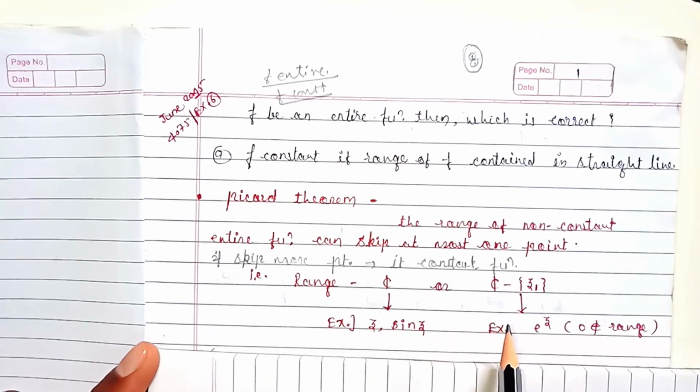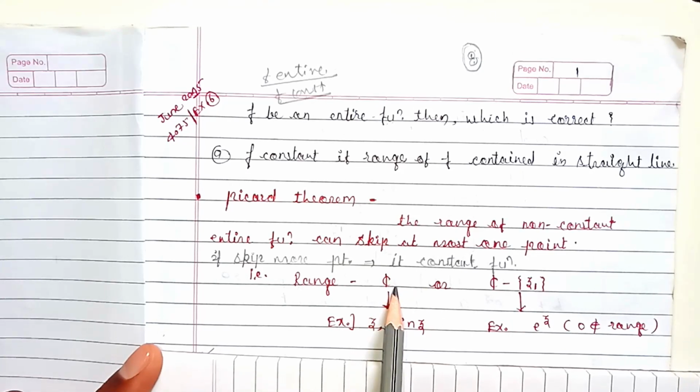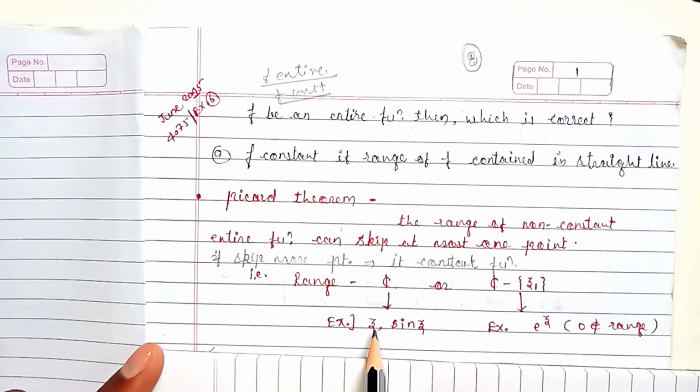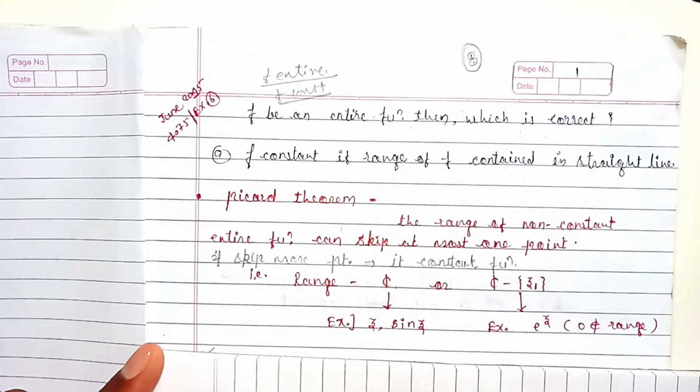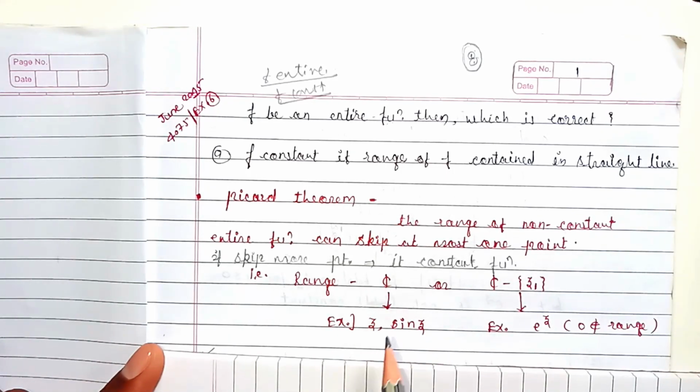Here I have given a small example, like in the complex plane: z and sin z. Each has range the whole complex plane. z is a polynomial function, defined for infinitely many numbers; you may select any number from the complex plane. So z is a non-constant entire function whose range cannot skip any point; it gives all points in the range. Similarly for sin z, it is defined for all the points.